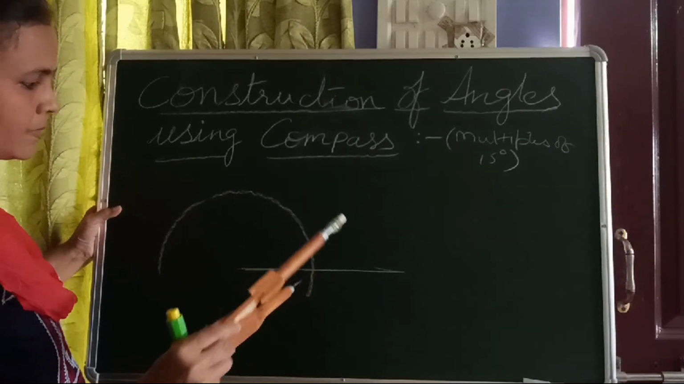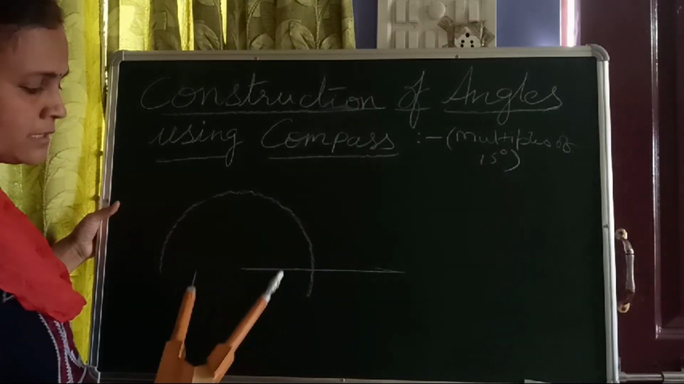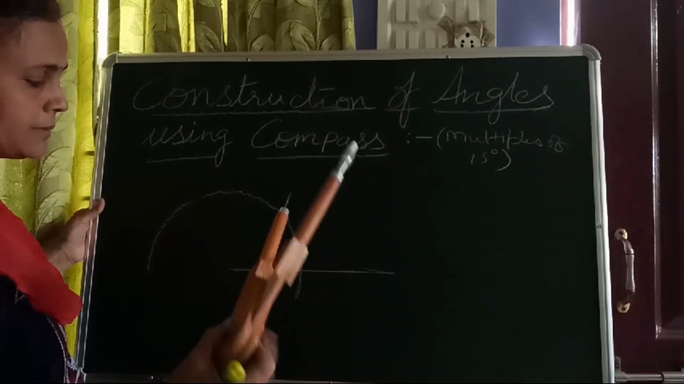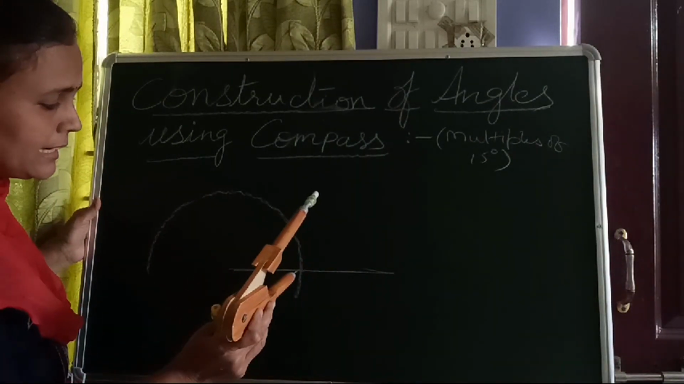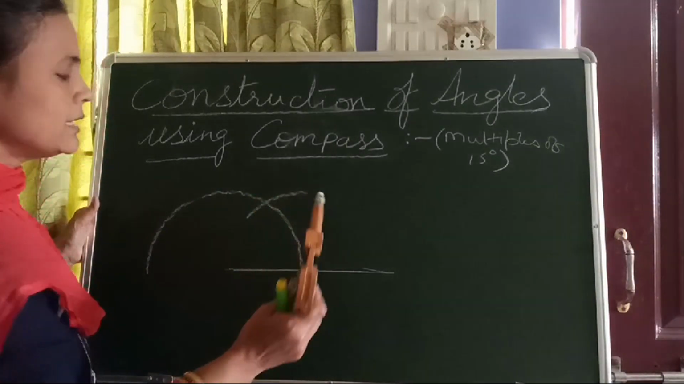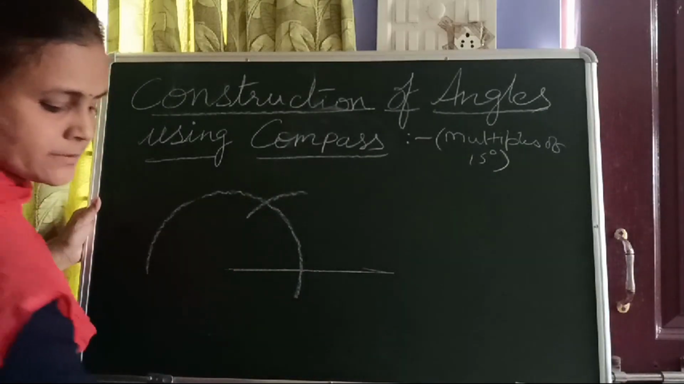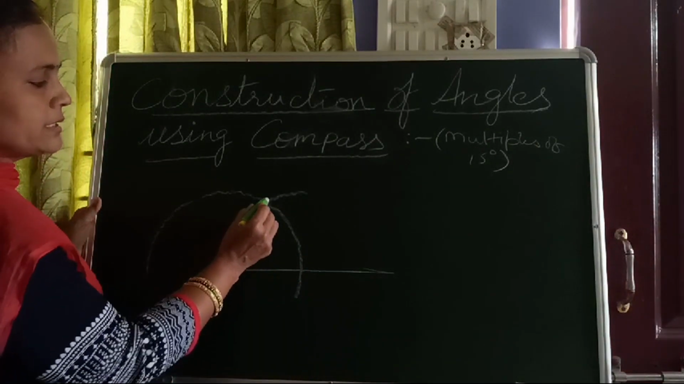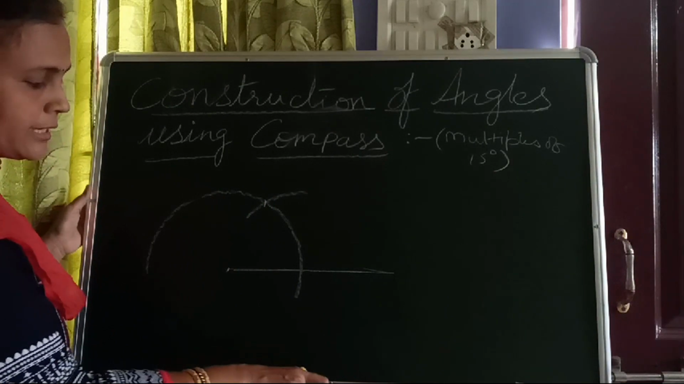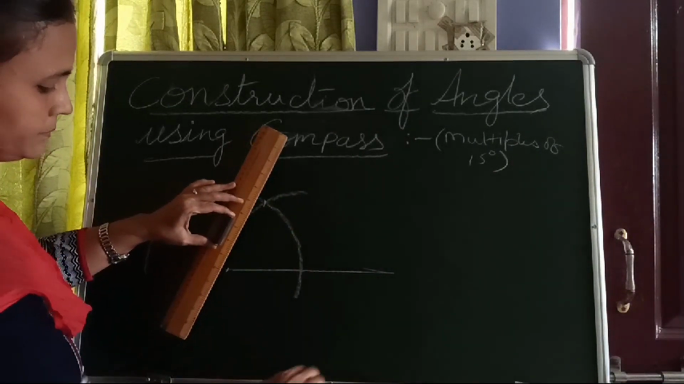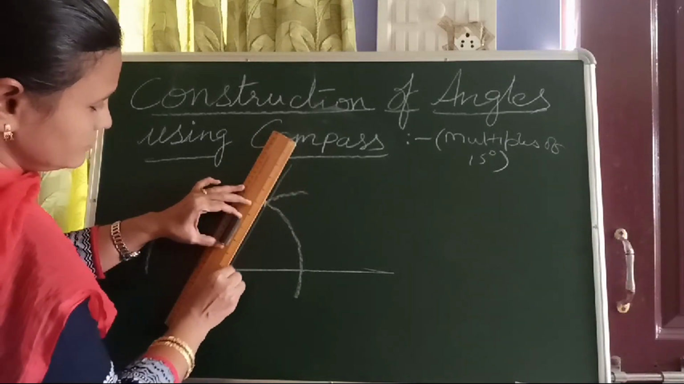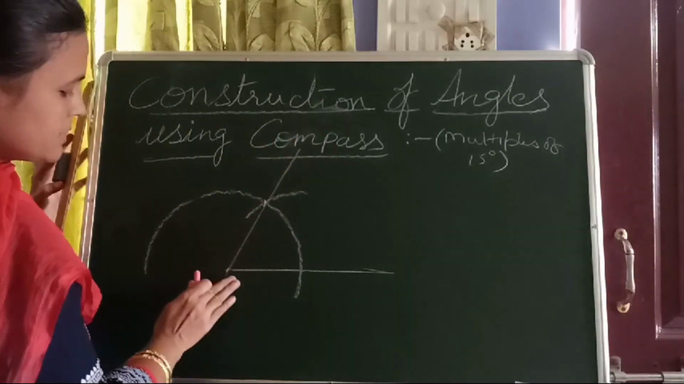Now, with the same radius without changing, put the compass again at the place where the arc cuts the line segment and draw one more arc. Where the two arcs meet, join that point with this end of the line segment, and you will get the 60 degrees angle. This is 60 degrees.